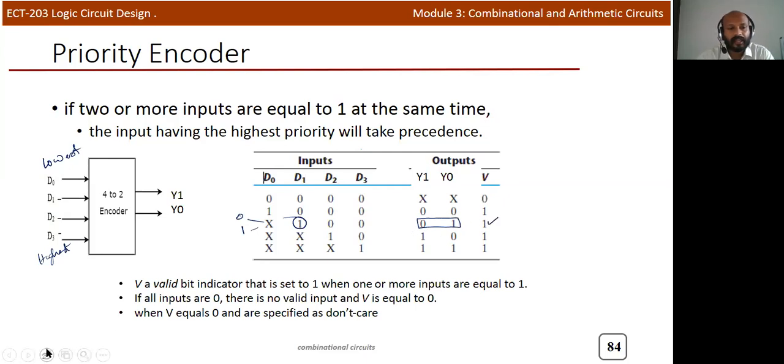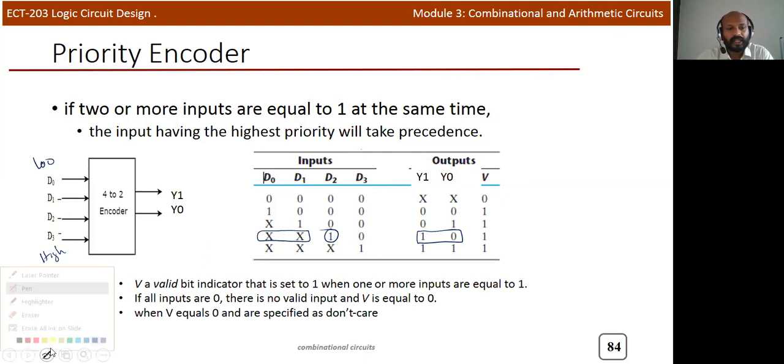And similarly, we can consider another case when D2 is equal to 1. D3 is the highest priority line and D0 is the lowest priority, and D2 when compared to D0 and D1 is higher priority. So D0 and D1 can be 0 or 1, but when D2 is equal to 1, the corresponding output will be 1, 0. Okay. So that's a priority encoder.